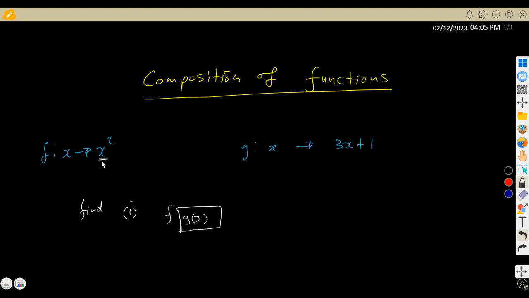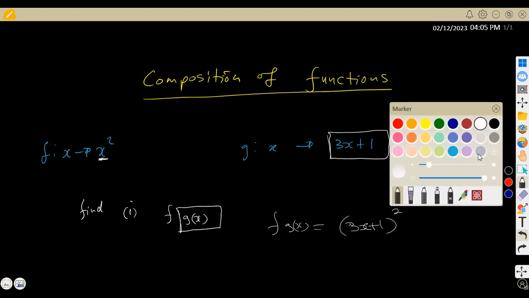Previously, this was your f of x. So that means our f of g of x is now equal to, in place of this x, you substitute with g of x, and our g of x is 3x plus 1. So it is going to be 3x plus 1. But take note, it's x squared, so it will be 3x plus 1 squared. Okay, that is how you simplify this.